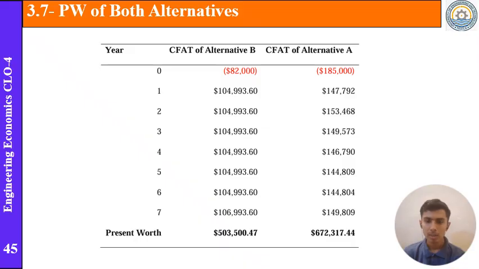Here I have also calculated the present worth of both alternatives. We can see that the present worth of the project that invests in the robotic arm is much higher compared to the present worth of the project in which we reinvest in the semi-operated or manual line. The present worth that we calculated is 6,72,317 rupees for the robotic arm, which is much higher than the 5,03,500 rupees for the manual or semi-operated line.